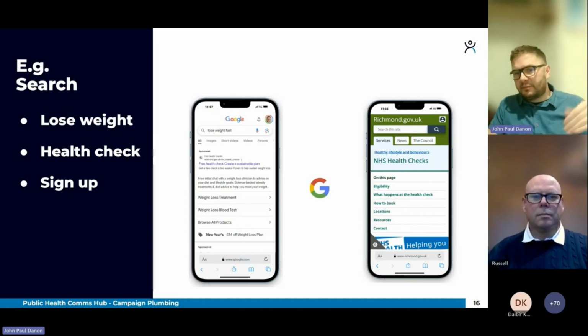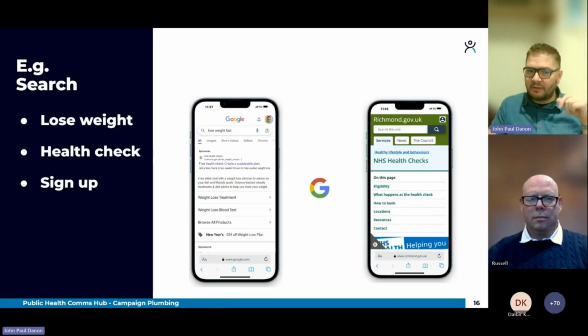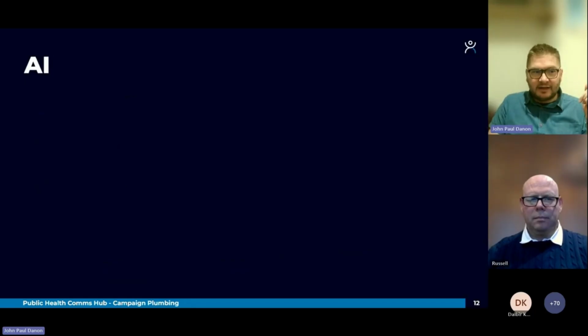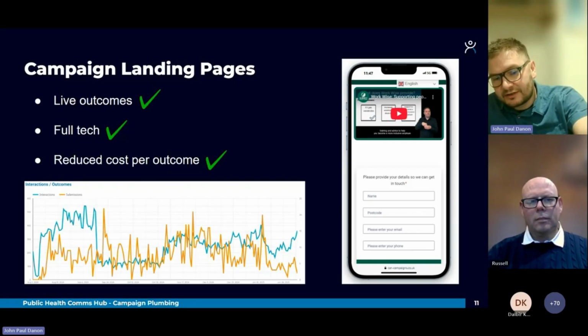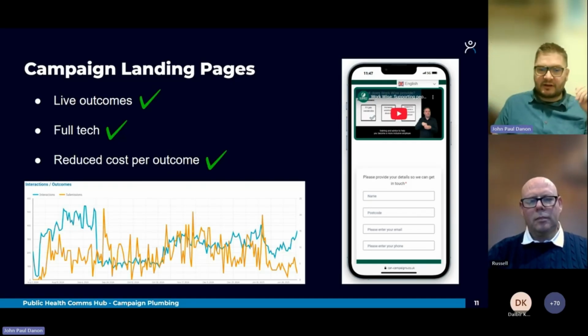And so your cost per outcome goes down over time. And you can also demonstrate that happening. I'll just skip back a few slides. That graph is orange is outcomes and blue line is interactions. And so we're able to reduce interactions per outcome over time.